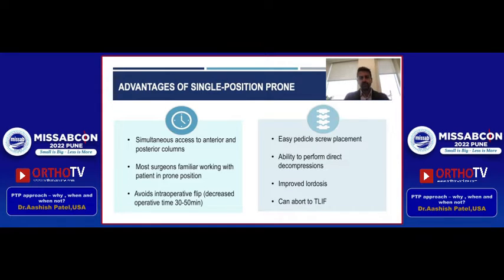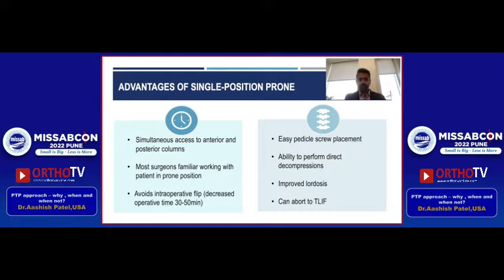There are some advantages of single position prone lateral interbody. I found that you can have simultaneous access to both anterior and posterior columns, which can be advantageous in certain pathologies. A lot of surgeons are familiar with the prone position. This is the position that we're most comfortable with and that we've been trained in. And we're able to perform osteotomies in this position. We're able to perform concomitant decompressions in this position, or even insertion of pedicle screws.